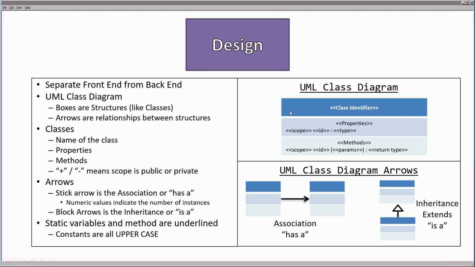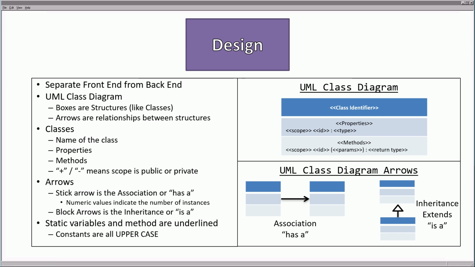Now, as we can see to the side here, this is an example of a UML class diagram, and as you can see, this is separated into three sections. The first section is the class identifier, the name of the class. The next section are the properties. So this would contain the instance variables, constants, and anything that is a property of an instance of this class. Finally, the last section are the methods. This indicates the actions in which this object can perform.